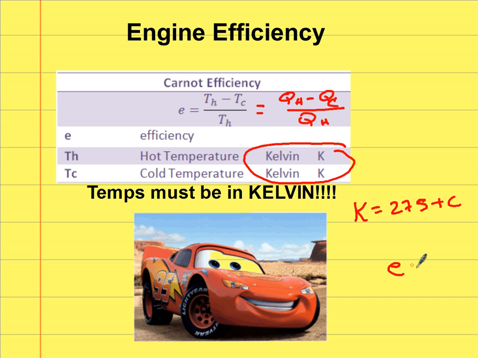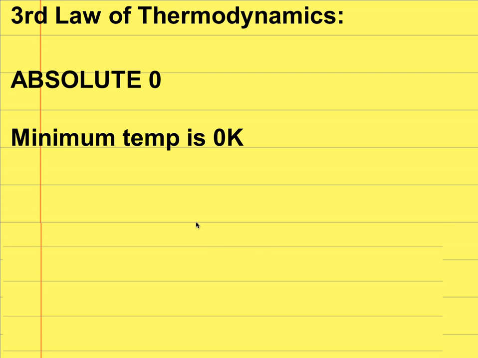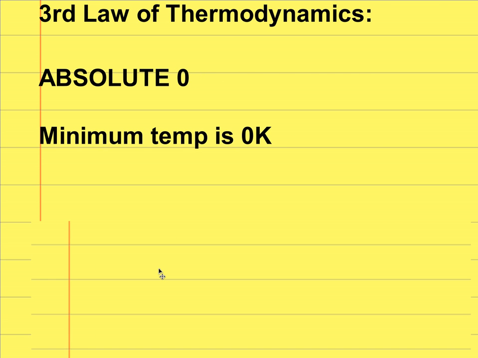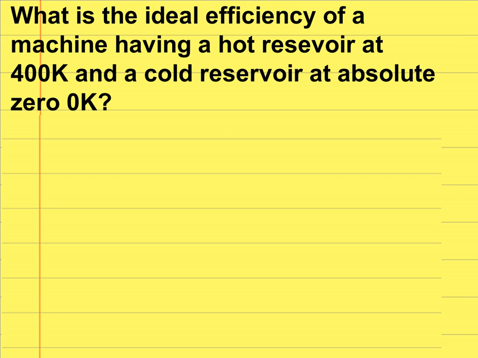Now remember, your efficiency is always going to be less than 1 and greater than 0. Your hot temperature is always greater than your cold, so this is positive, this is positive. The Kelvin scale is between 0 and, well, really, really, really big, infinity, basically. Now, the third law of thermodynamics says that absolute zero is the minimum temperature, or the point where you have minimum kinetic energy. All right? So basically it says nothing can actually reach absolute zero.